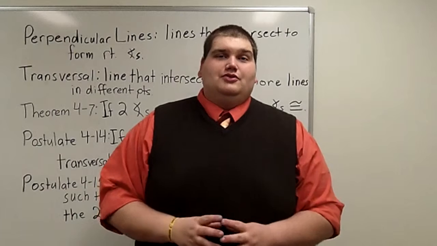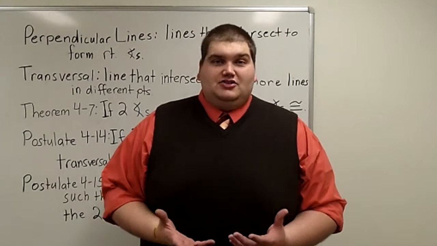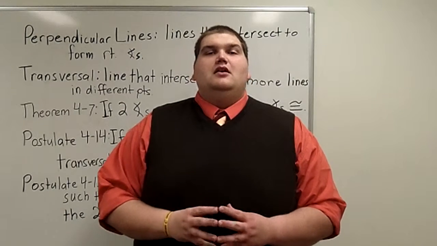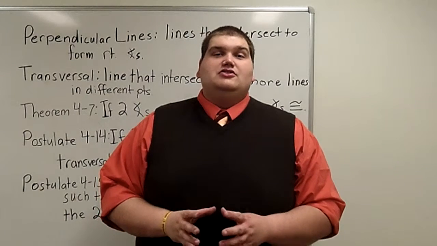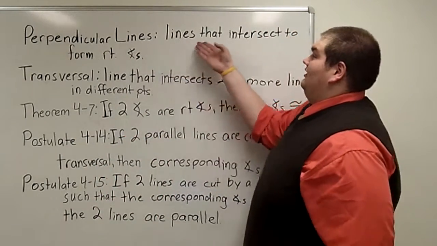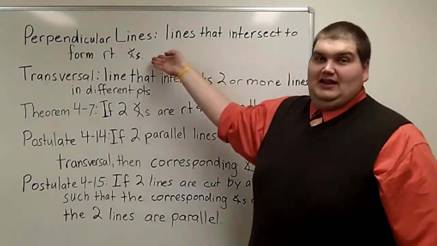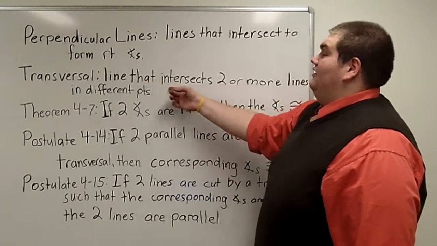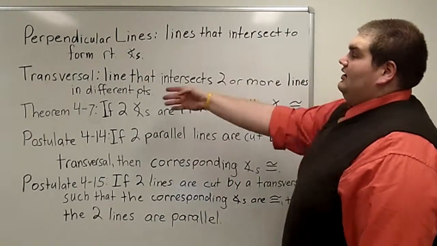Now I would like to go over some terms, theorems, and postulates that we may or may not be using in our proof. Our first definition is the definition of perpendicular lines, which states that perpendicular lines are lines that intersect to form right angles. A transversal is a line that intersects two or more lines in different points.